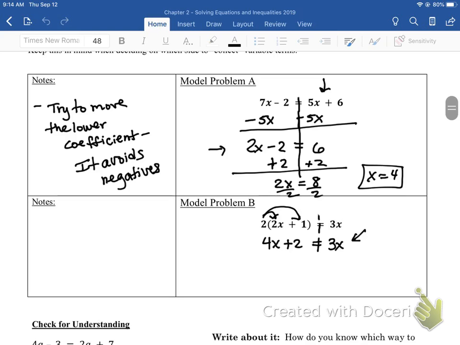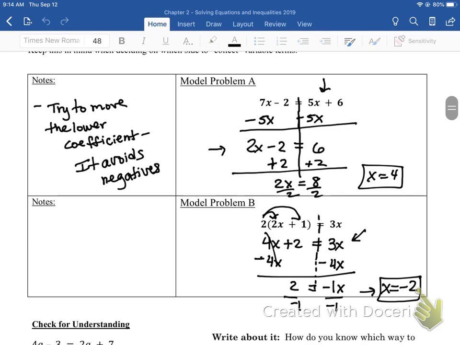Instead, I'm going to move the 4x. And yeah, that's going to make a negative, but at least if the x's have a side to themselves, that's where I'd rather go, right? So 2 equals negative 1x, and then divide by negative 1, and then I get x equals negative 2.